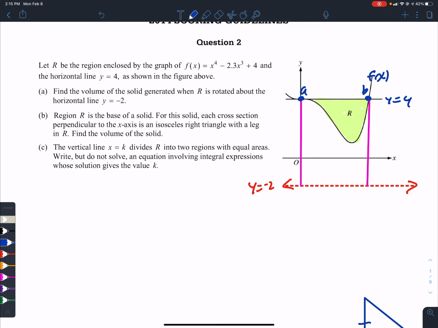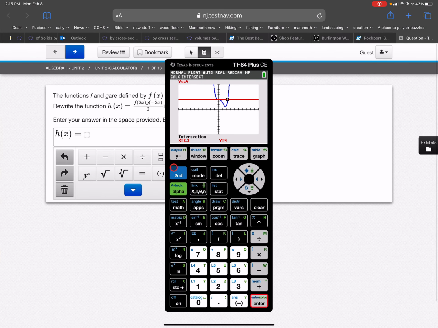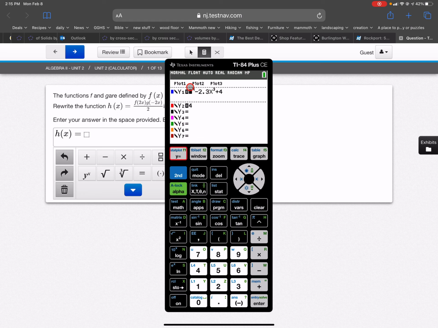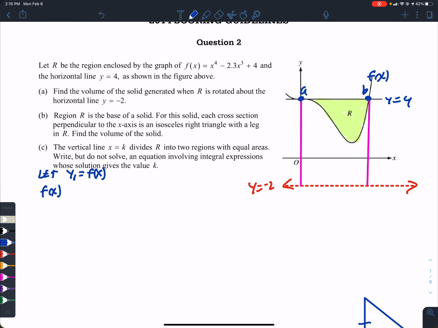And to find that, you need to set the graphs equal to each other. So I'm going to let y1 equal f of x. So in my graphing calculator, I'm going to make y1 the function that's given. Okay, y2 I'm going to make 4, but that's such an easy function, I'm just going to leave that as is. So f of x equals 4. So here's the line y equals 4, and here's f of x. I want to find where they equal each other.